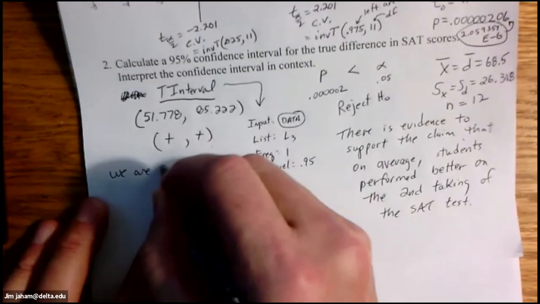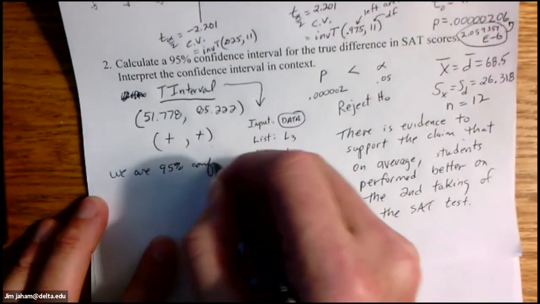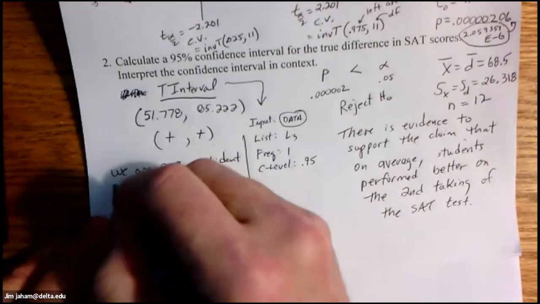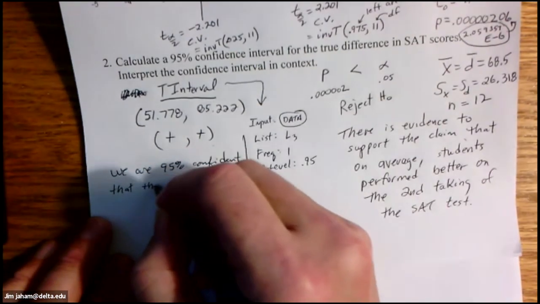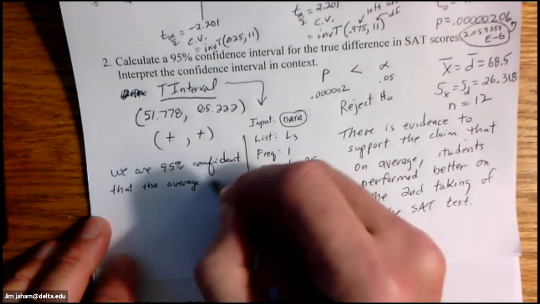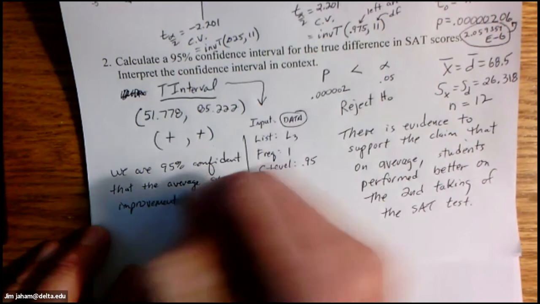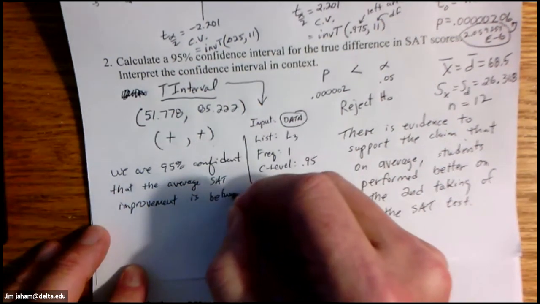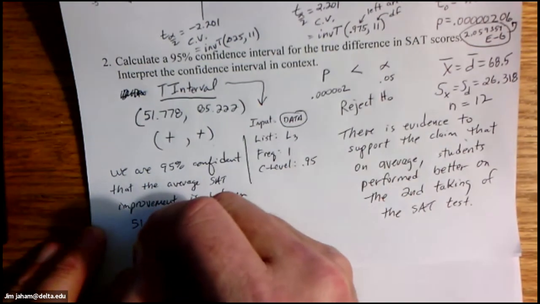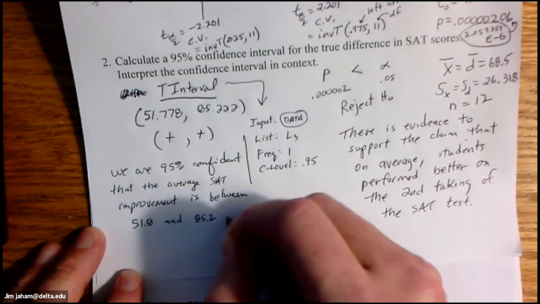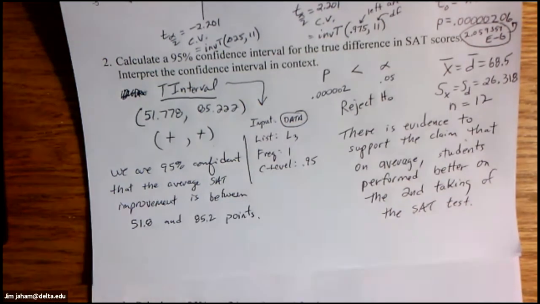We are 95% confident that the average SAT improvement is between 51.8 and 85.2 points. All right, so here we are actually using these numbers to interpret this confidence interval.